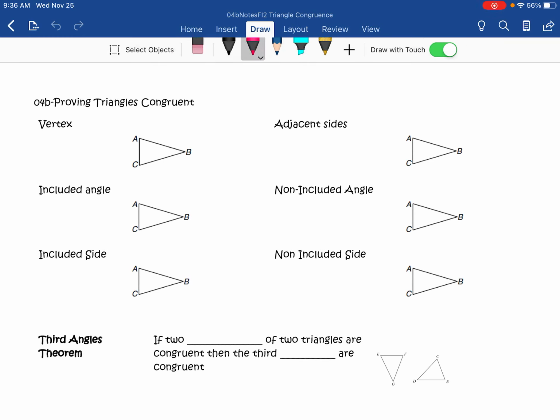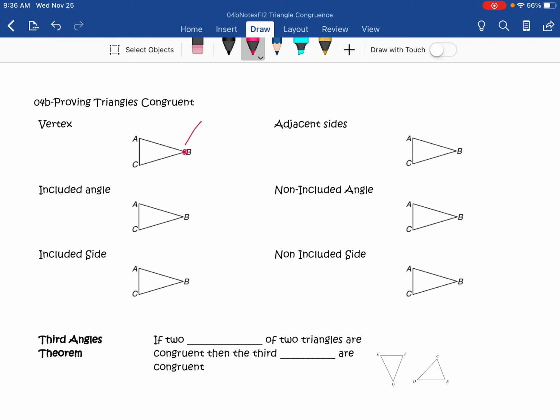Okay, so I want to go over a little bit of vocabulary before we do this little developmental activity. So we're going to start talking about proving specifically triangles congruent in different ways besides all their corresponding parts. First thing I want to go over is a little bit of vocabulary, like I said.